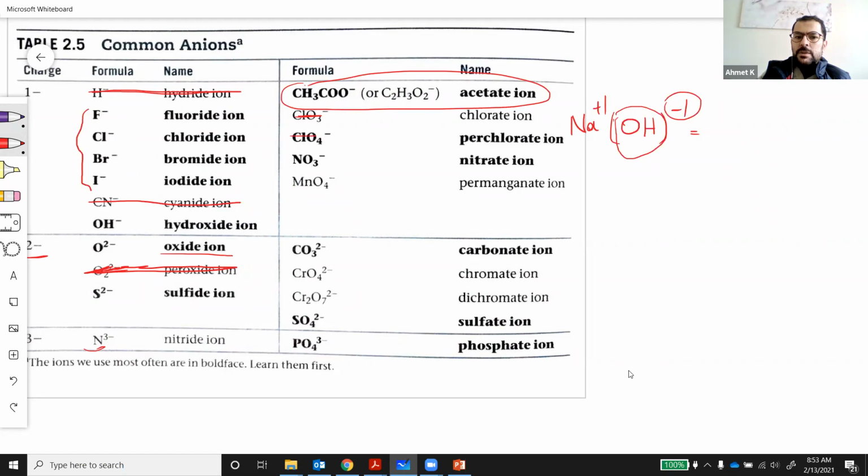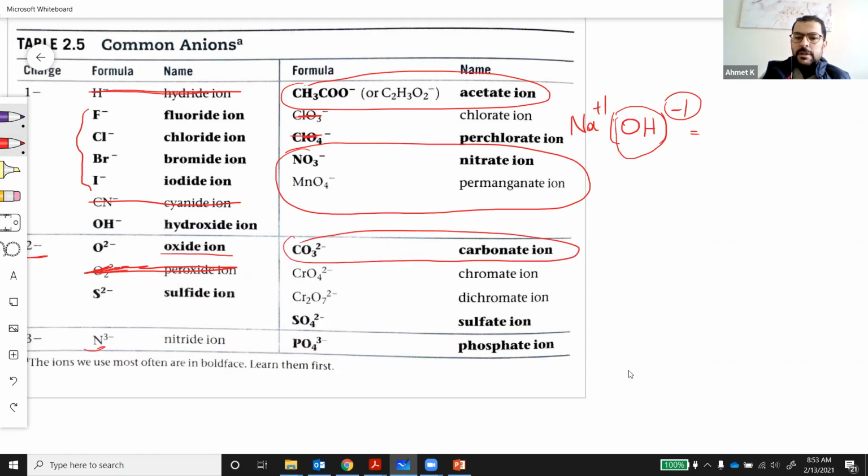You don't have to worry about this one. And now you need to worry about these two, nitrate and permanganate. Not so much permanganate, but nitrate is important. And carbonate is important. Chromate, dichromate, you can pass. And these two are important too. These are like, again, you see phosphate in living organisms everywhere.